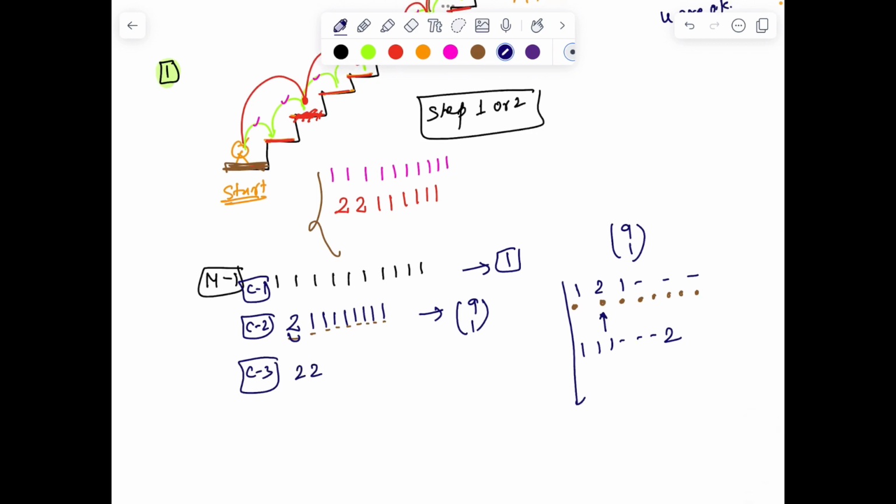Case 3, when you have exactly two 2s, so 4 is already there, then 5, 6, 7, 8, 9, 10.